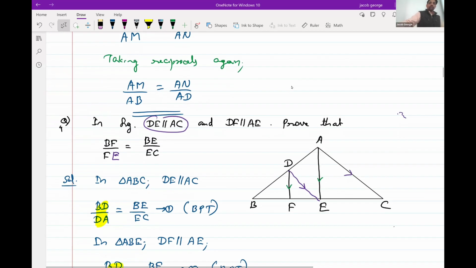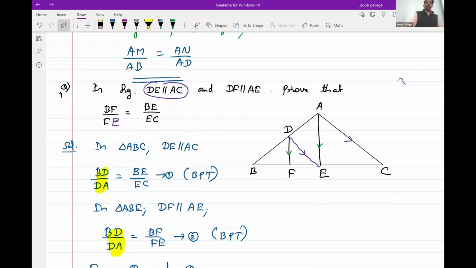Here, all these questions, only parts are asked, but carefully we have to take. For example, in question number 4, DE is parallel to AC is given. DE is parallel to AC in which triangle? Look at the figure and say. ABC. So there we apply BPT like this. How to apply BPT? BD by DA is equal to BE by EC. That is the first step. BD by DA is equal to BE by EC, equation number 1 by BPT.